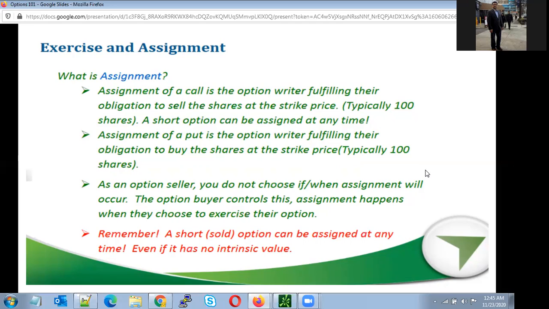Normally, if you have a long-term call or put, nobody will do that. But if you have weekly options or 2-3 days, people do that. So be careful if you are very short term. If you are long term, and you are way in the money or way out of the money, it will not happen. That's the easy way to remember. A short sold option can be assigned at any time, even if it has no intrinsic value.